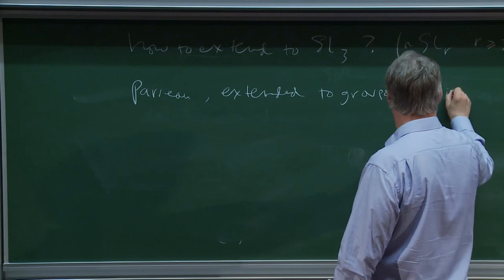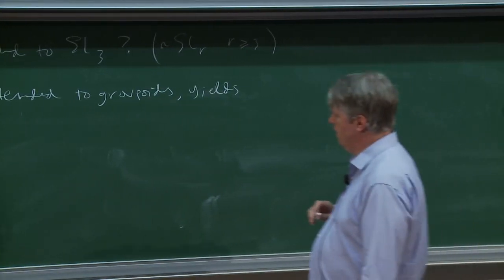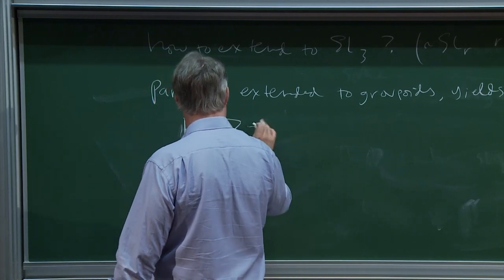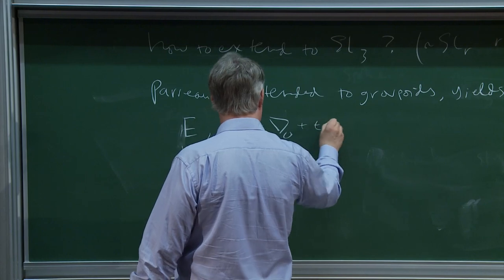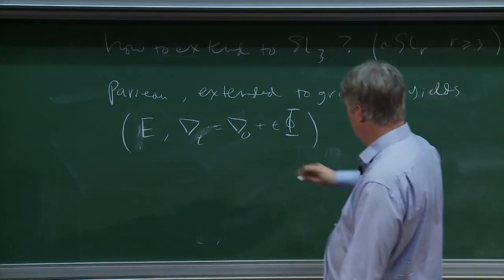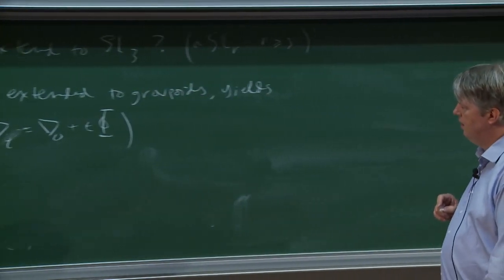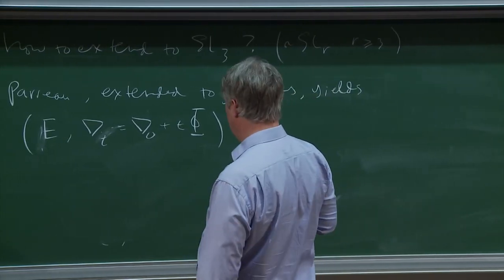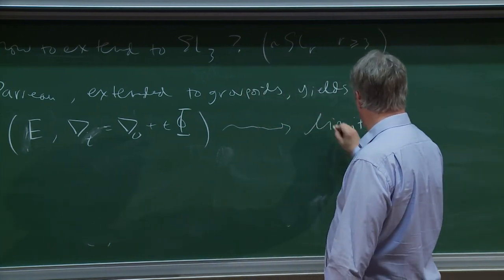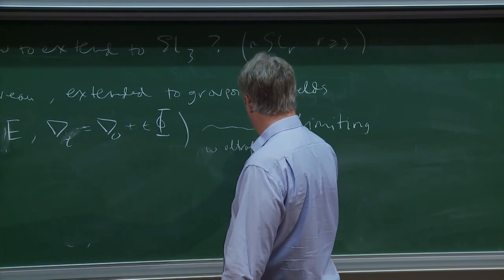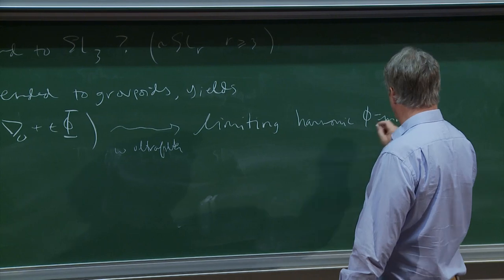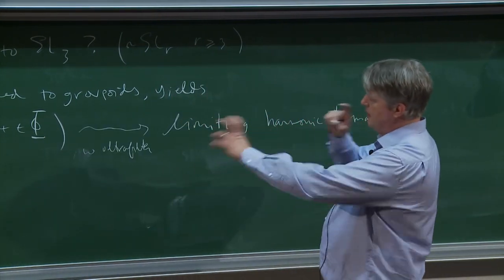It yields the following thing: if we have a WKB question, so let's say nabla T equals nabla 0 plus T times phi. So if we have a Higgs field phi, and we look at a moduli space of connections, and I think this should also work for a more general family where the bundle is allowed to vary as a function of T and stuff like that. But we just wrote this down in this case. It yields a construction which corresponds to this situation, limiting, and also, you have to choose an ultrafilter, limiting harmonic phi map.